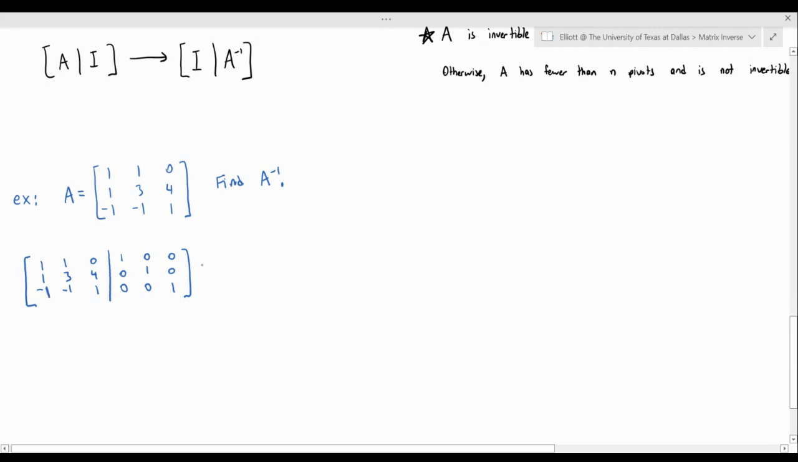So to start with, we have a pivot up here. And I want to use this first pivot to eliminate everything underneath it. So we could start by taking row 2 minus row 1. Could also do row 3 plus row 1. Okay.